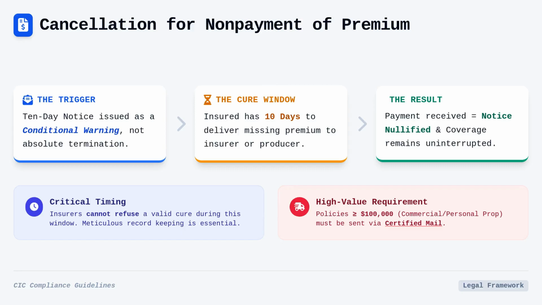The insurer does not have the right to refuse a valid cure during this window, making timing an essential element of your record keeping. For commercial or personal property policies with coverage amounts of $100,000 or more, the code introduces an additional procedural layer by requiring that this notice of cancellation for non-payment be sent via certified mail to the named insured and any designated third parties.